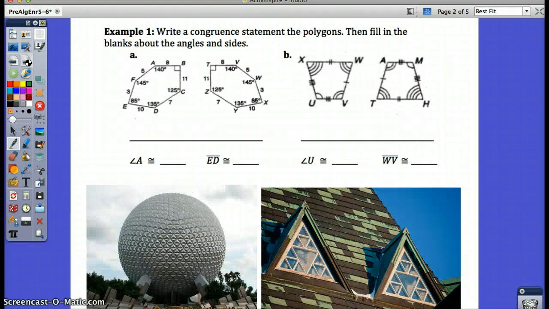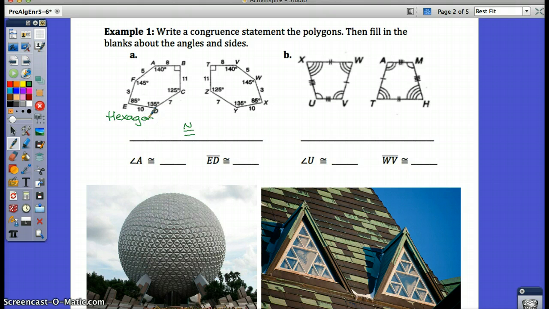Let's put this into action then. Write a congruent statement for the polygons and fill in the blanks about the angles and the sides. So you can write one whole congruent statement for the whole figure. These are what type of polygons? 1, 2, 3, 4, 5, 6. They are hexagons.